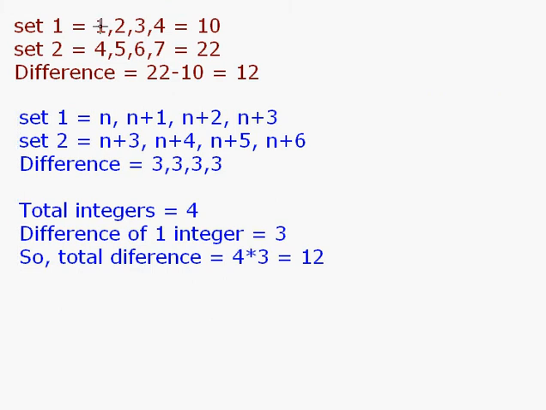Like in this way also, you could have found the difference of the first integer of set 1 and set 2. So it would have been 3. Similarly for the second, 3, then 3, then 3. So 3 times 4 will be 12. That's the difference. Or you can use the pure mathematical way: the difference is 3, 3, 3. Total integers are 4. The difference of one integer is 3. So the total difference will be 4 times 3, that is 12.